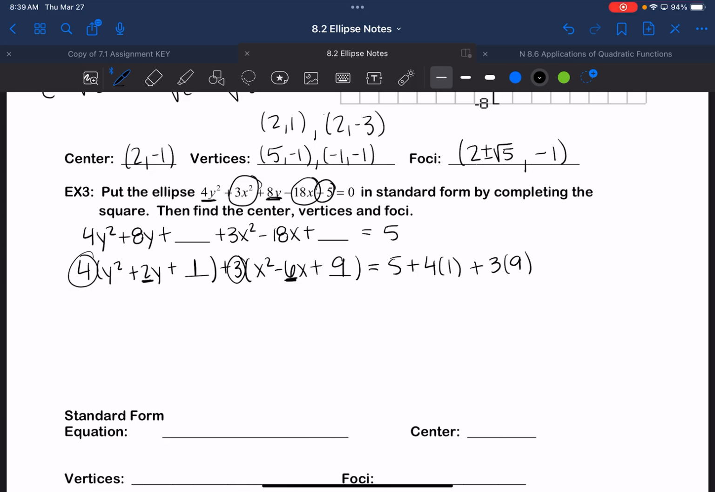And now we just need to simplify. Okay? So over here, we had this coefficient of 4. And what does y squared plus 2y plus 1 factor into? Y plus 1 whole squared. Good.